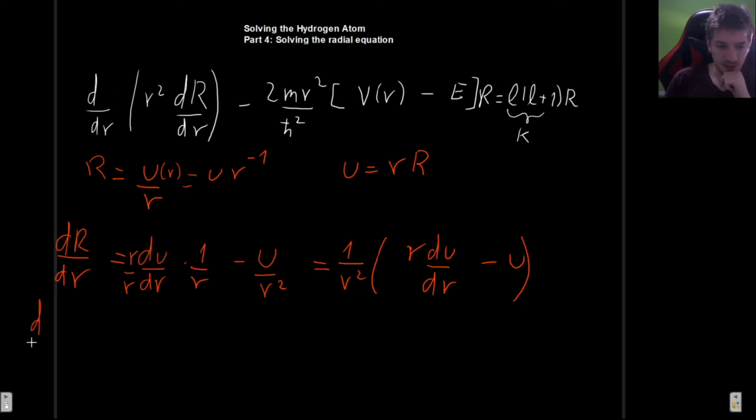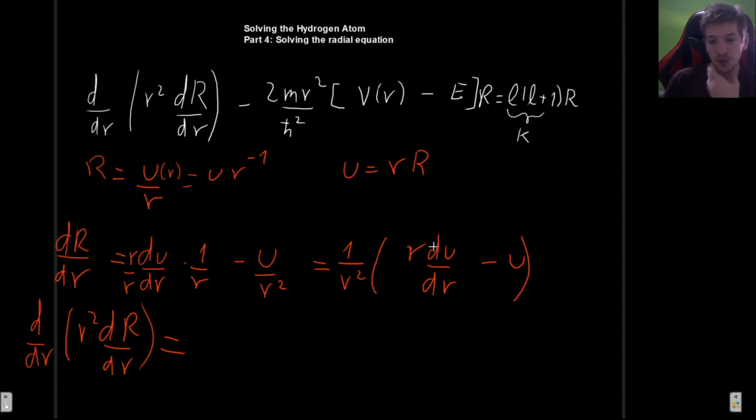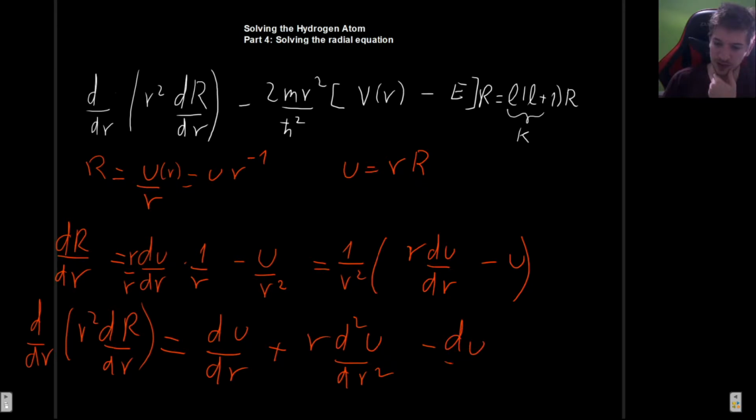So what is d/dr of r squared dR/dr? When we multiply by r squared, it cancels this part right here, so we only get what is in here, and now we have to take the derivative of it. In this first term, we apply the product rule once again, and when we apply the derivative to r, it's just 1, so we get du/dr, and now plus r d squared u/dr squared, and the derivative of u will be minus du/dr.